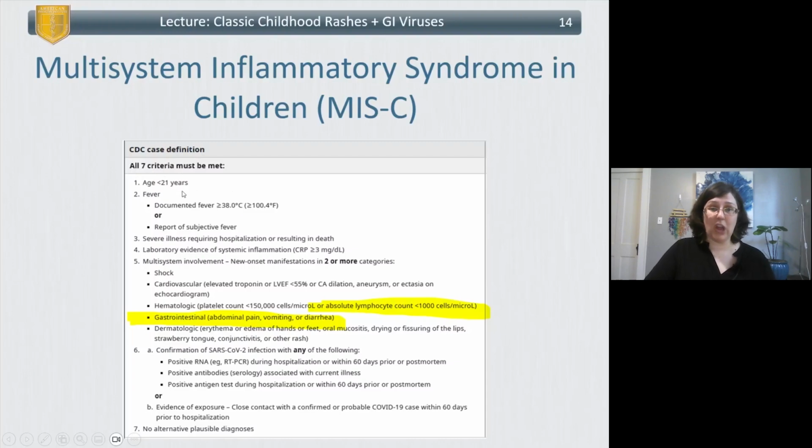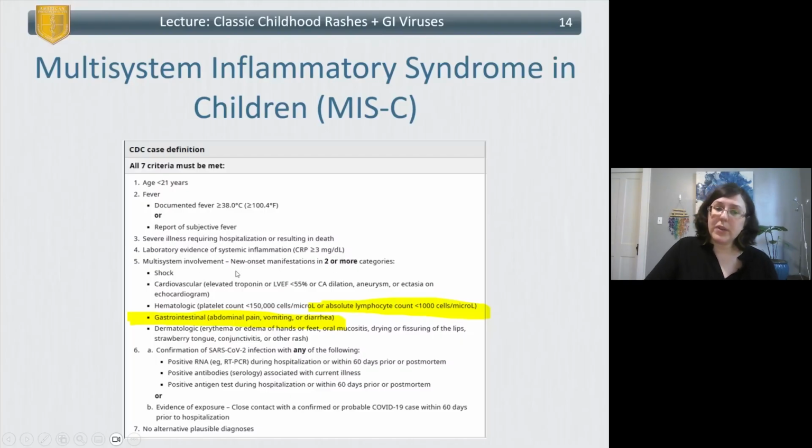The first is that this is a child, which I think is fairly obvious. The name has "in children," so less than 21 years of age. They must be febrile. Note here that there isn't a 5-day requirement like there is for Kawasaki disease. It's just a documented fever. Number 3 is that they have severe illness, which is requiring hospitalization or resulting in death. Remember, this is the case definition, so sometimes this is a post-mortem diagnosis. Or 4, laboratory evidence of systemic inflammation. They define that here as an elevated CRP.